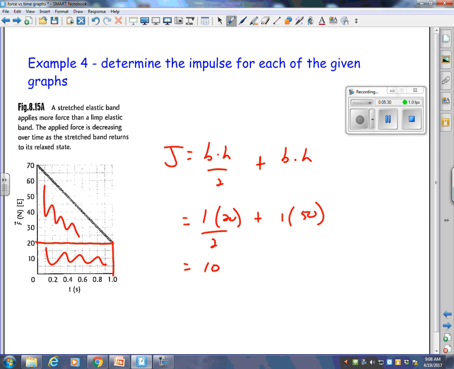Yeah, so what did I do wrong here? I divided this one by 2, and I shouldn't have. This is the one that should be divided by 2. Yeah, I probably did that on purpose. That's going to be 20. This is going to be 25. 45 Newton seconds.